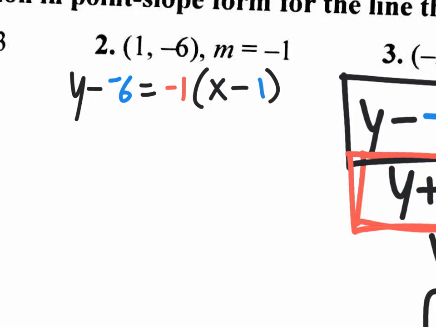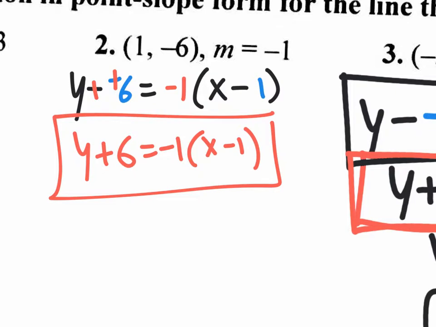So again, I plugged in my point x1, y1 in the blue, plugged in my m in red, and the only thing you could do to make this look nicer in point slope form is change the minus plus to a plus. So y plus 6 equals negative 1, parentheses x minus 1. That's your final answer in point slope form.